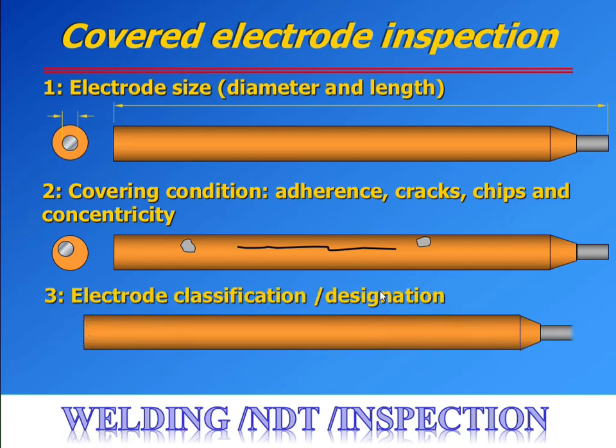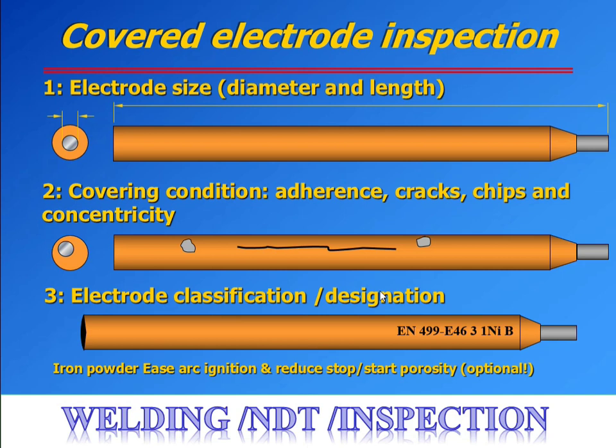Electrode classification. After that, the most important thing you need to check is the electrode classification or designation. What are the requirements in the project specification, and whether that designation is there or not.